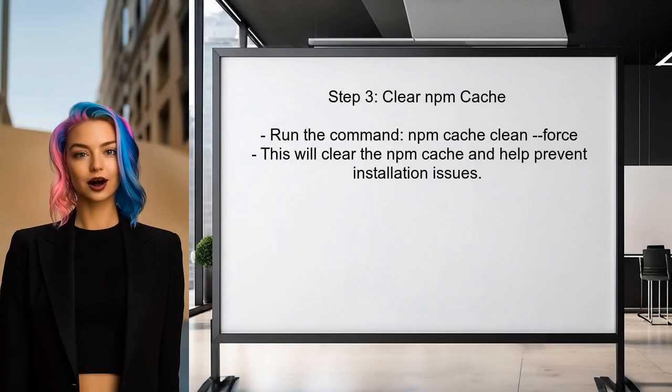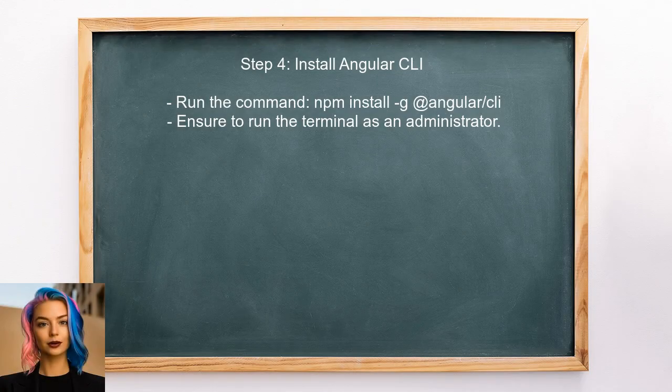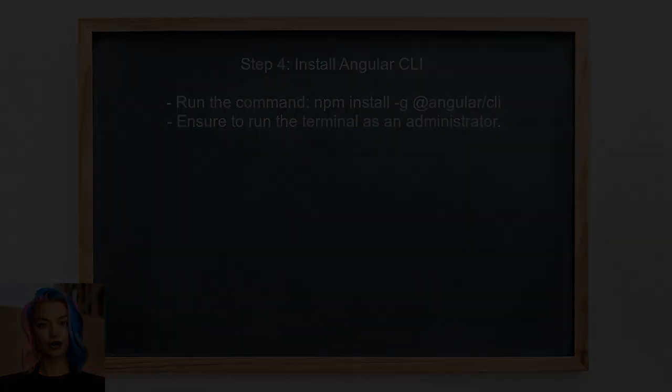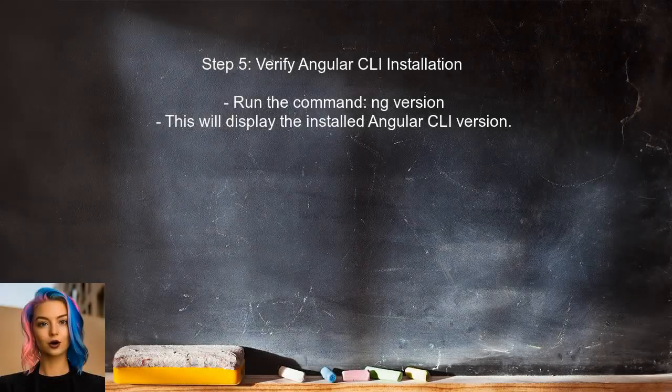Next, the user should clear the npm cache. This can help resolve any issues related to corrupted cache files that might be causing the installation error. After clearing the cache, the user can attempt to install Angular CLI again. They should run the command with administrative privileges to avoid permission issues. Finally, if the installation is successful, the user can verify it by checking the Angular CLI version. This confirms that everything is set up correctly.